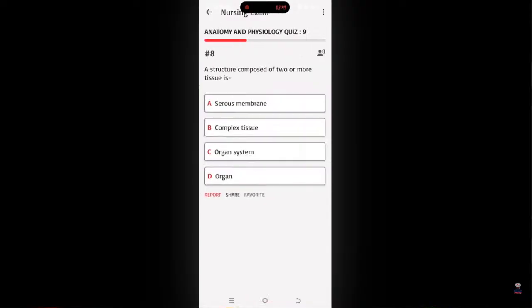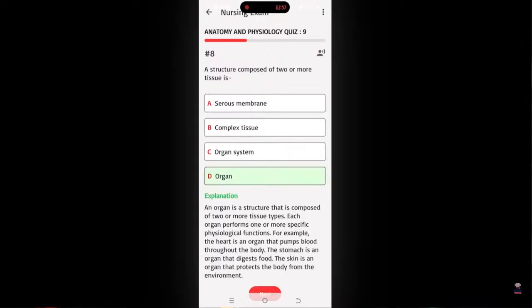A structure composed of two or more tissues is: A. Serous membrane. B. Complex tissue. C. Organ system. D. Organ. Correct answer. An organ is a structure that is composed of two or more tissue types. Each organ performs one or more specific physiological functions. For example, the heart is an organ that pumps blood throughout the body. The stomach is an organ that digests food. The skin is an organ that protects the body from the environment.